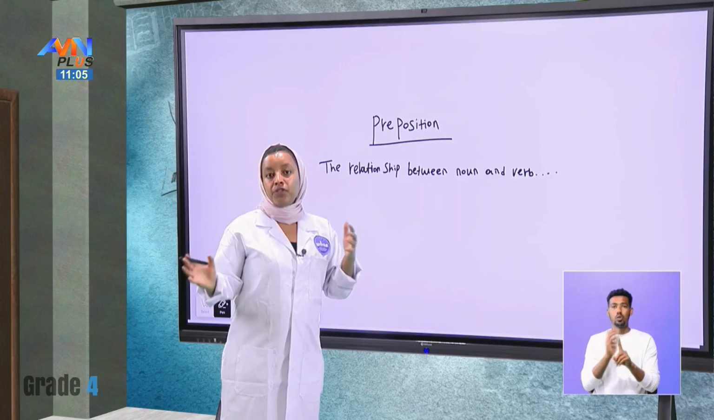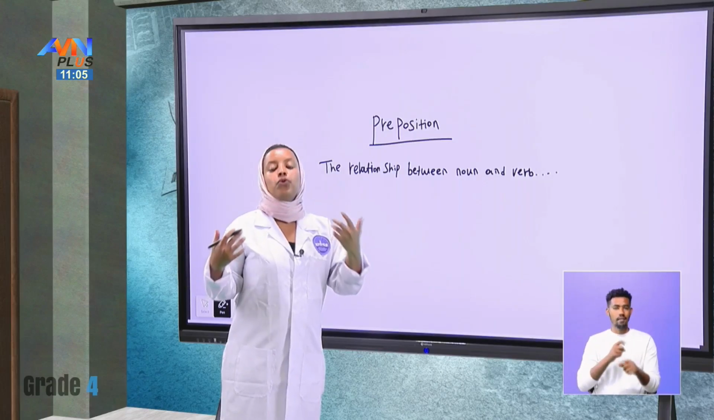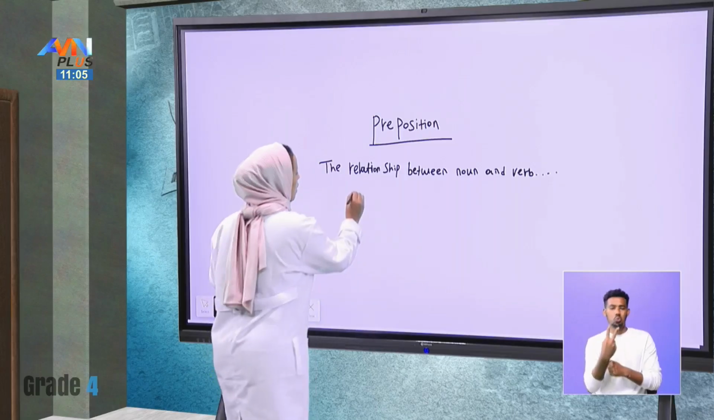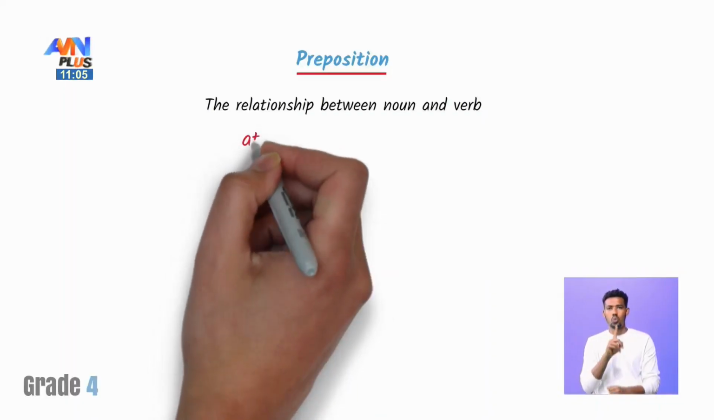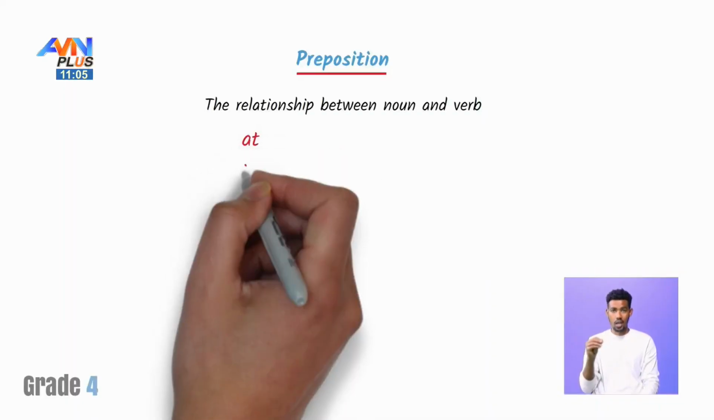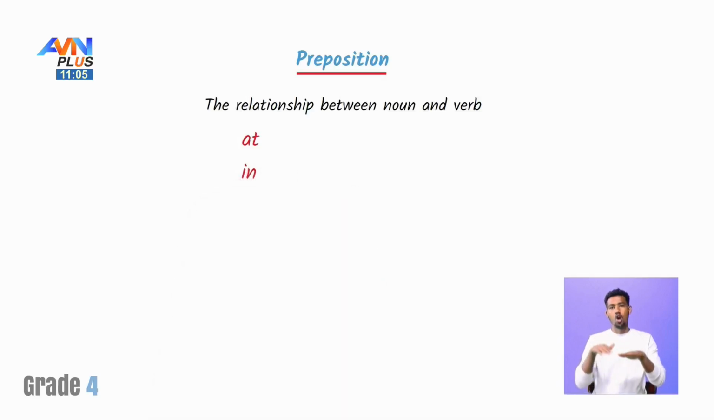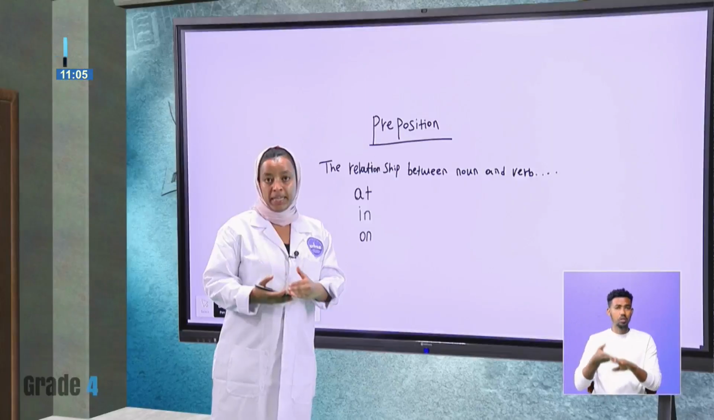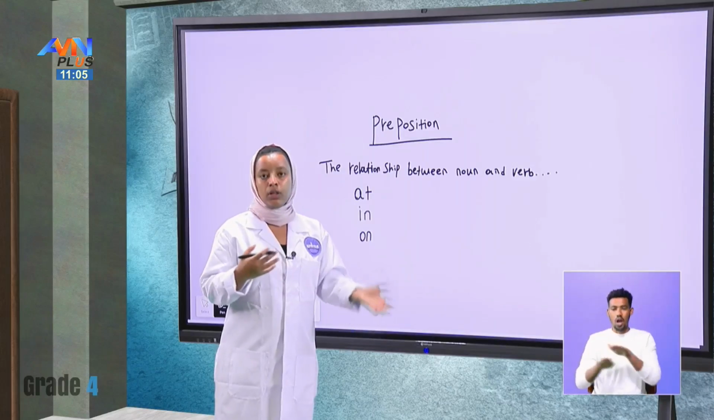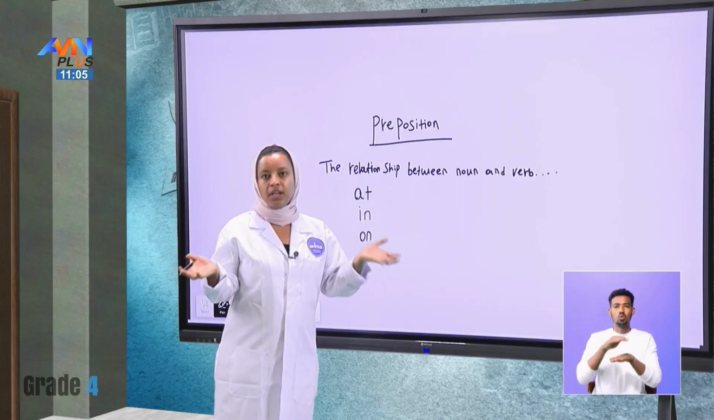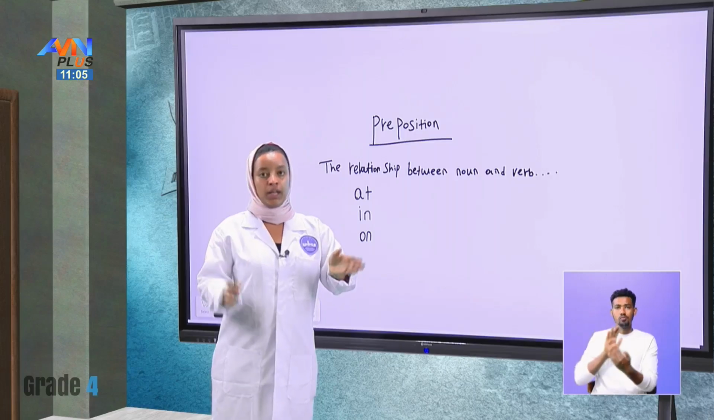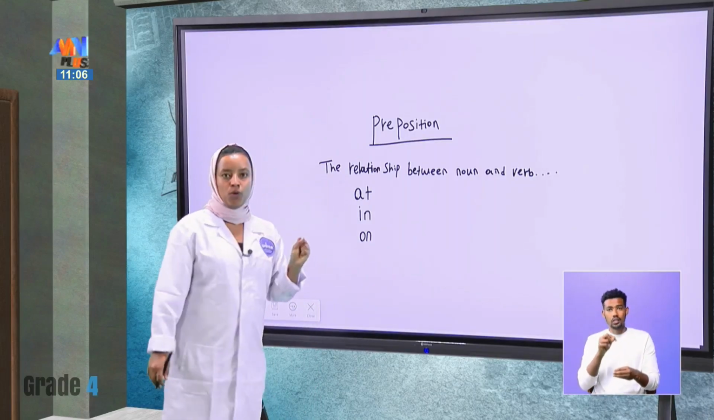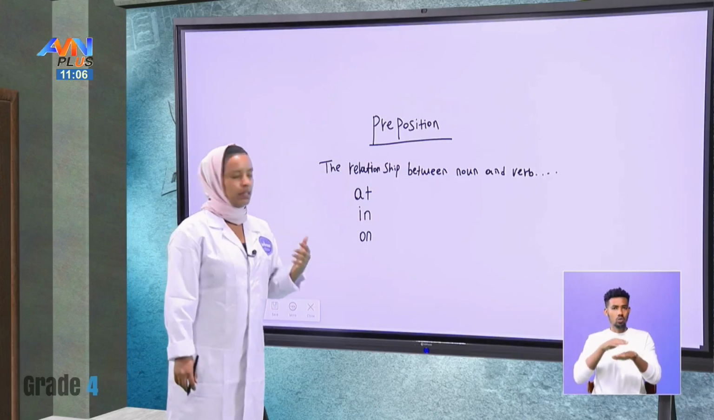We can have different prepositions, but for today, we are going to mention only three of them. At, in, and on. But students, don't forget, we can use different prepositions for places, for example, under, on, and so on, and behind and in front. But today, we are going to learn about at, in, and on. Let us start today's lesson.